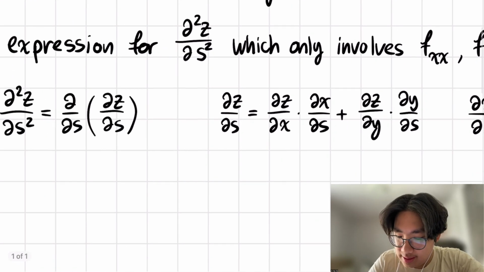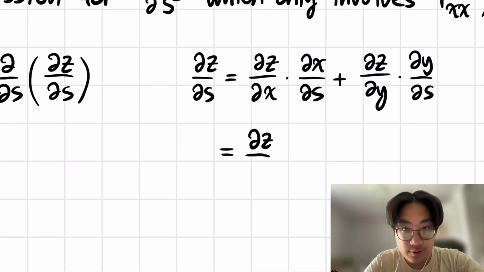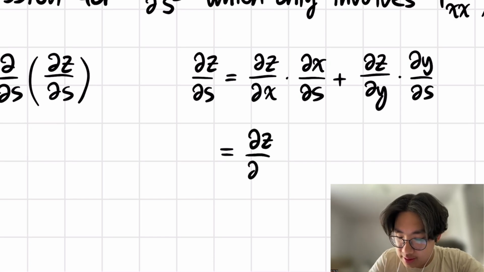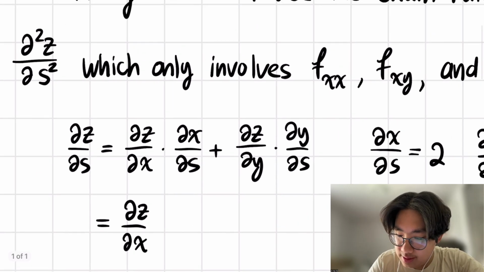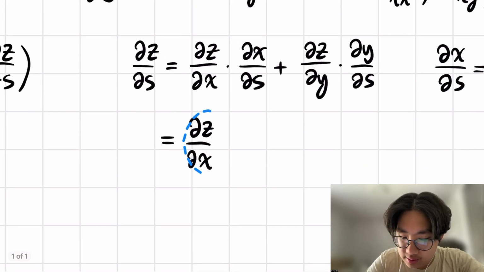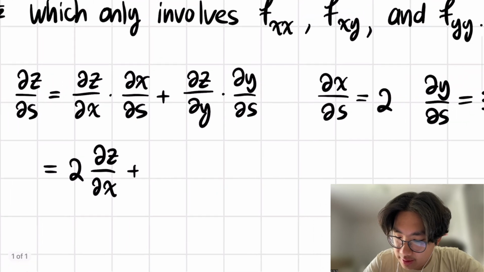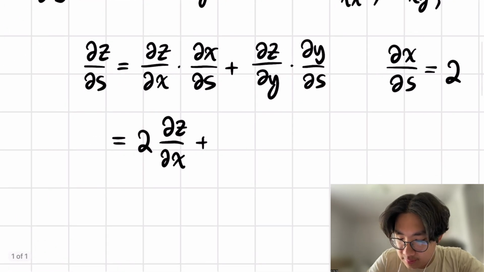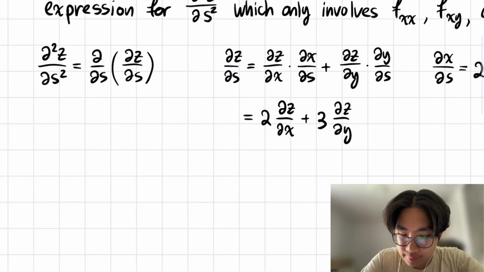So from here, we can simplify this expression down just a bit. Again, partial z, partial x, we still do not have, and we won't have, but we'll make use of it in order to actually answer the question. This is being multiplied by partial x, partial s, which is 2, but I'll just write that out front. So you got 2 times this plus, and then same idea here, except this is a 3 now, so 3 times partial z, partial y.